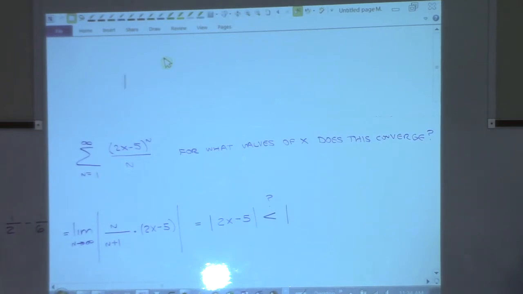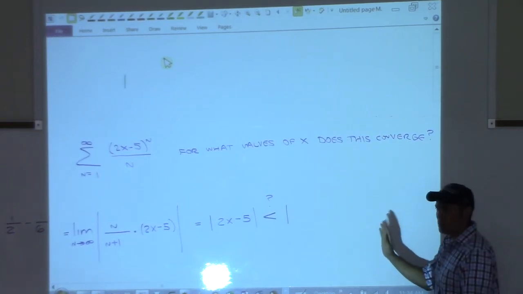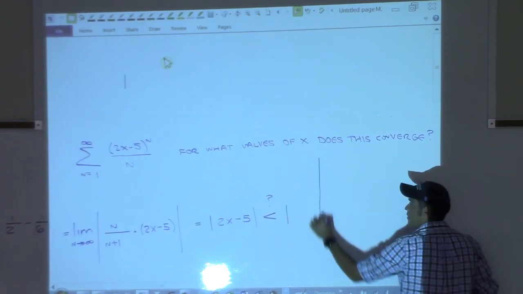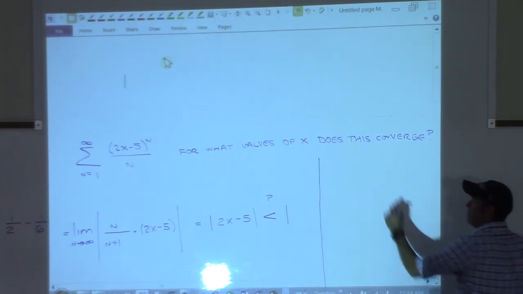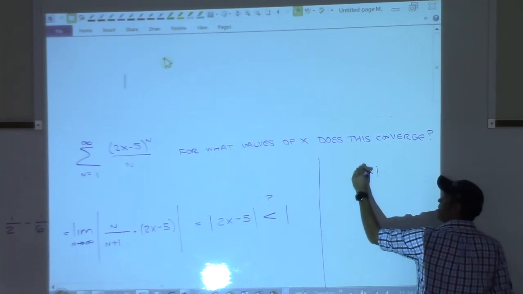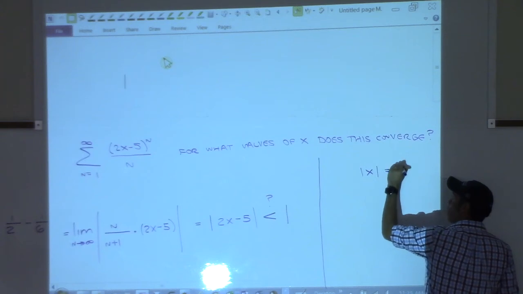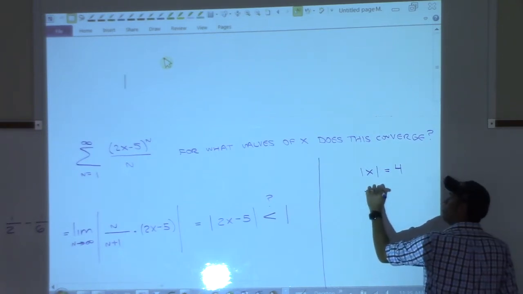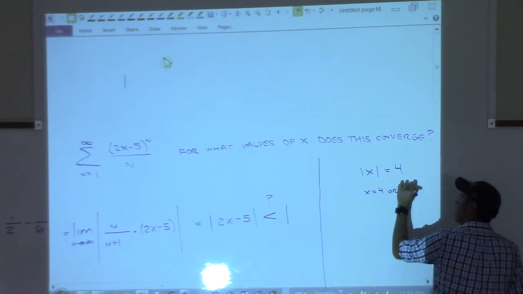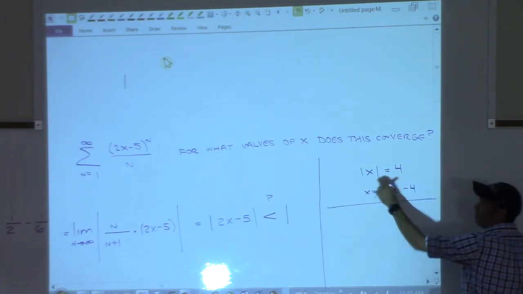Agreed? Okay. Now, a real quick little side note about absolute values. This is going to be helpful as we move on. If I say the absolute value of x is equal to 4, then what can x be equal to? 4 or negative 4, right? Then here x could be 4 or negative 4. Okay, that's an absolute value equation.